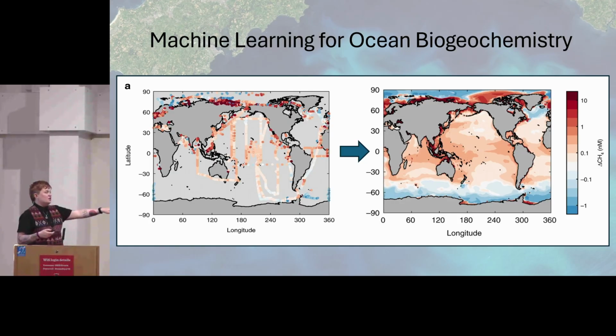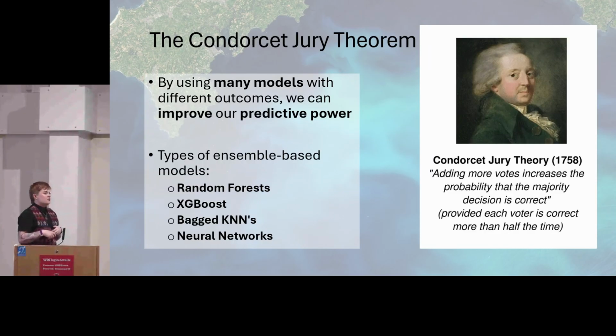So I'll talk more about this project in particular, but basically the idea behind ensemble-based machine learning for ocean biogeochemistry is that we're able to take these sparse observations for multiple ocean basins and create a global picture of what these measurements look like. So the idea of ensemble-based machine learning comes from the Condorcet jury theorem, where basically by using many models with different outcomes, we can improve our predictive power. The Condorcet jury theorem states that adding more votes increases the probability that the majority decision is correct, provided that each voter is correct more than half the time.